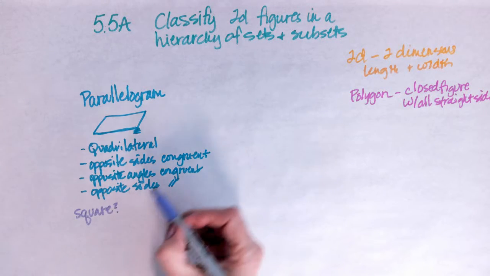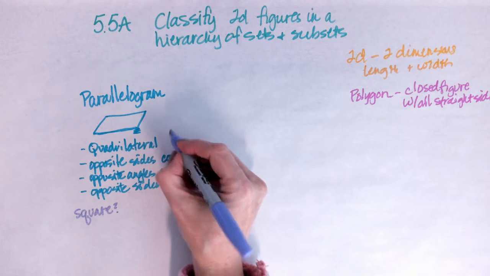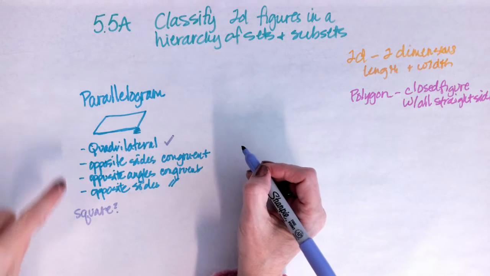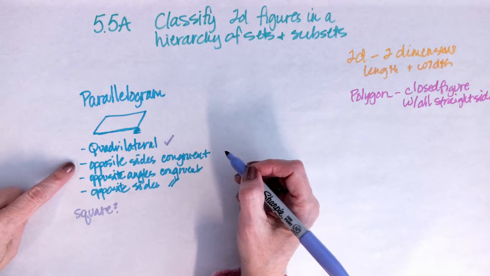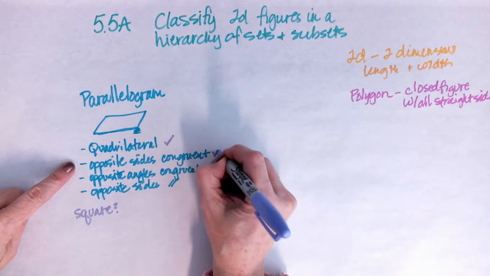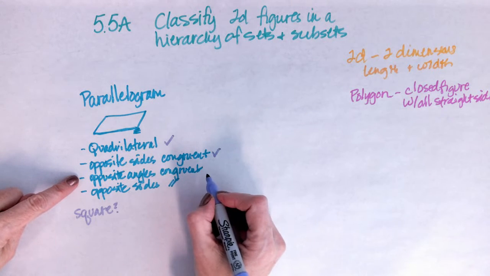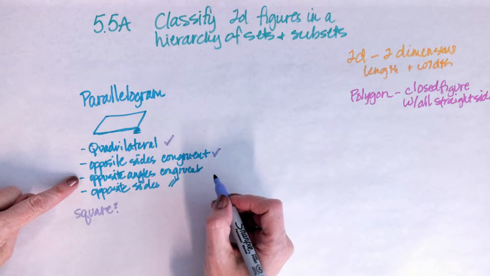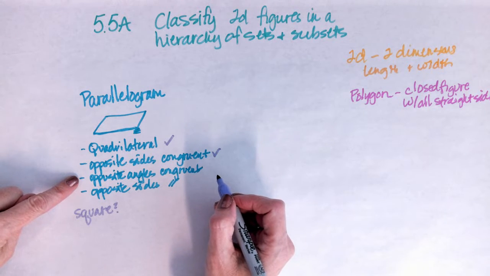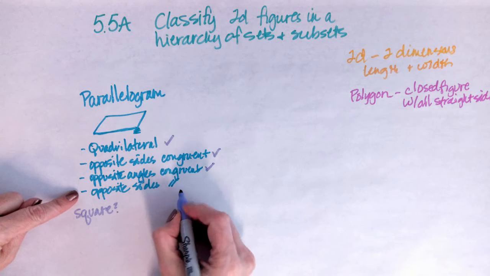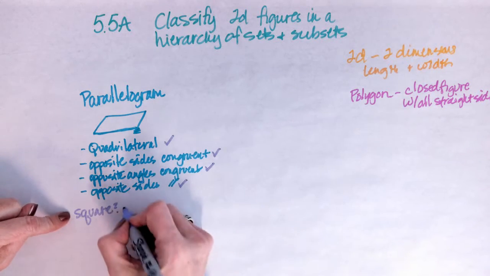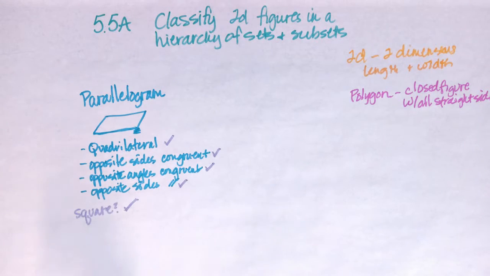And we could say for a square, is it a quadrilateral? Yes. Are opposite sides congruent? Yes, all sides are congruent, so opposite sides are congruent. Are opposite angles congruent? Yes, all angles are 90 degrees. They're all right angles, so they're all congruent. And are opposite sides parallel? Yes, so a square is a parallelogram. Then we're going to think through the same process for a rectangle.